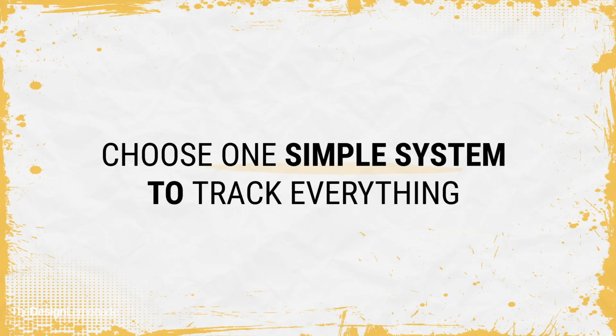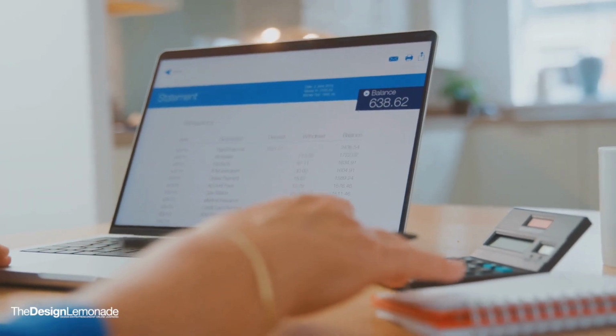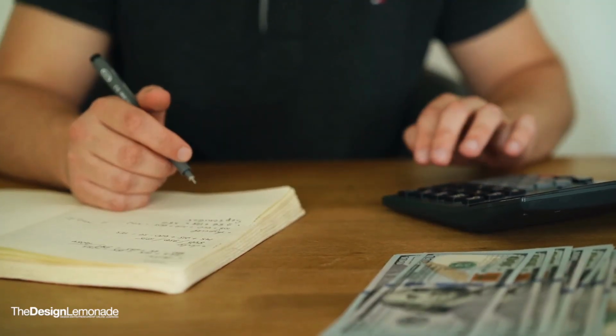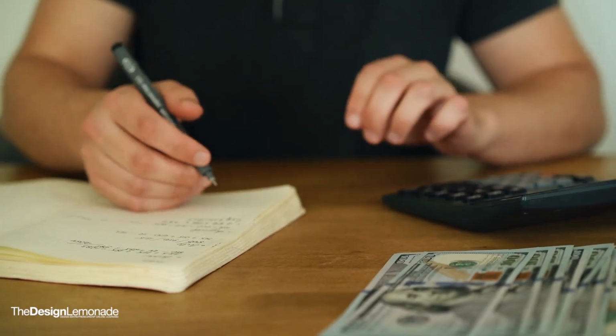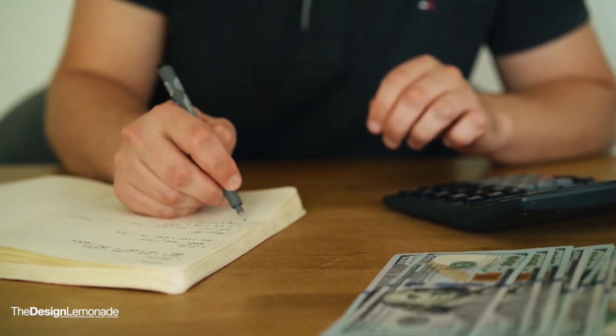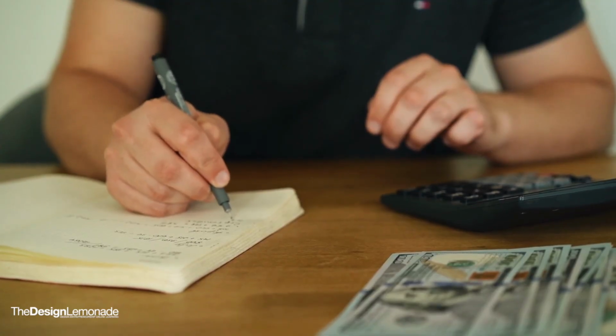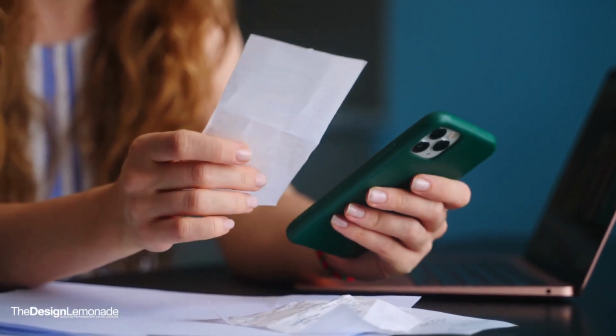Your first step is to choose one place to track everything. The biggest mistake? Too many systems at once. Notes in a notebook, receipts in a shoebox, invoices lost in an email folder. This chaos creates confusion and inaction. The best tool is the one you'll actually use daily.